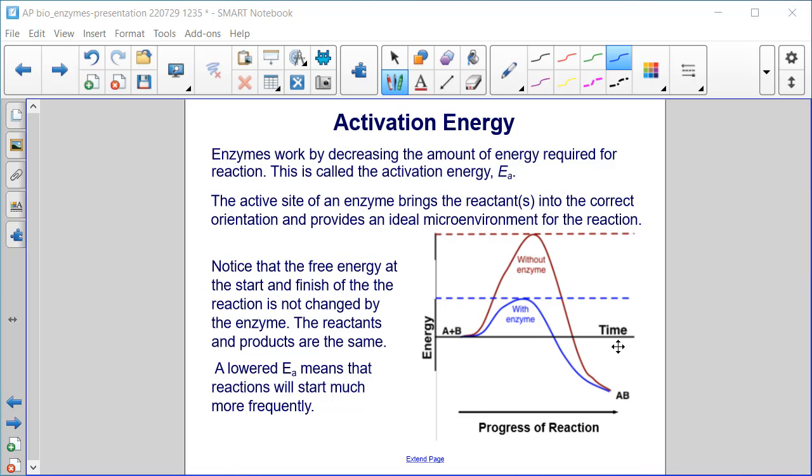reaction. Notice that the free energy at the start, here when we have our reactants A plus B, is not changed by the enzymes. The reactants and the products A and B over here are the same. All we're doing is lowering the hill. So without the enzyme, the activation energy is larger than with the enzyme. A lowered activation energy means that reactions will start much more frequently.